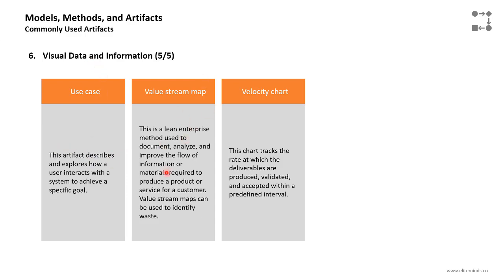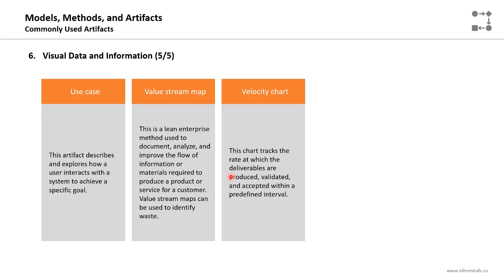Value stream map, we covered this tool in the Agile sections. It's a lean enterprise method that is used to document, analyze, and improve the flow of information or materials required to produce a product or service for a customer. Value stream maps can be used to identify waste. So in order to optimize a specific process, in order to define the areas that will not add any value, the value stream map can be used.